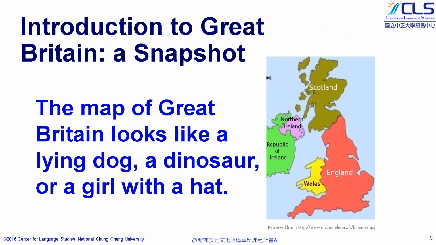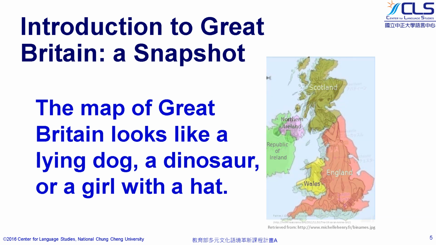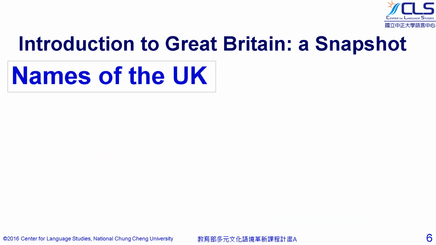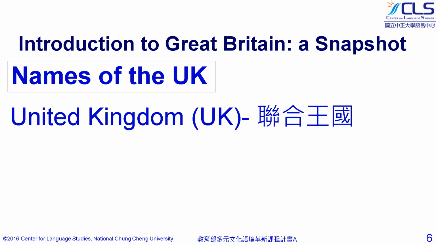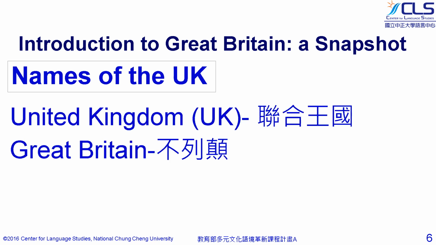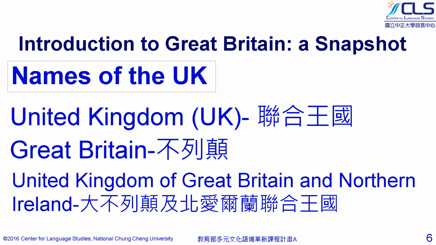The map of Great Britain looks like a lying duck, a dinosaur, or a girl with a hat. Due to the demographic settings, there are three names of the UK: United Kingdom, Great Britain, and the United Kingdom of Great Britain and Northern Ireland.